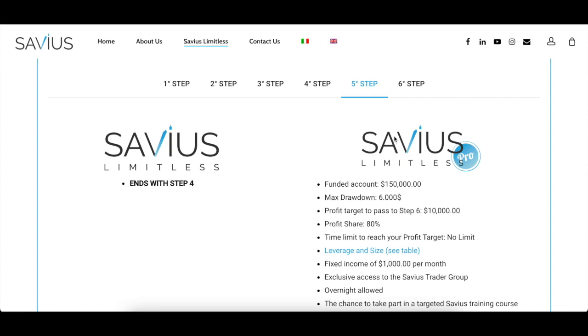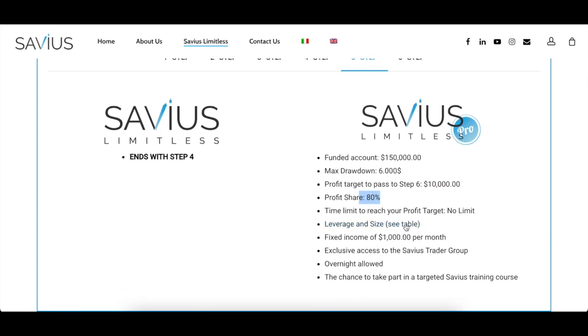Okay, the pro account. Remember, going way back, we can now trade 4 contracts. But even 4 contracts isn't anywhere near what you can trade with other programs. They say 150K, but you're trading 4 contracts. Anywhere else, 150K, you're trading 15 contracts. These guys are not offering you a lot. $10,000 goal, profit share 80%, that's great, no limit. We already looked at this, that's the 4 contracts.